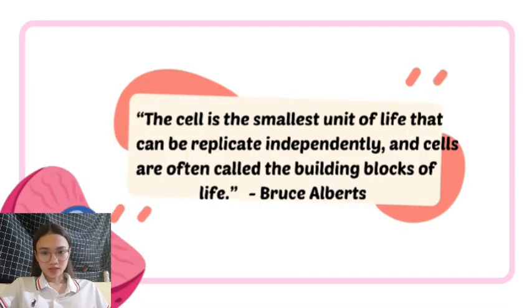So we have a quote here by Bruce Alberts. The cell is the smallest unit of life that can replicate independently, and cells are often called the building blocks of life.